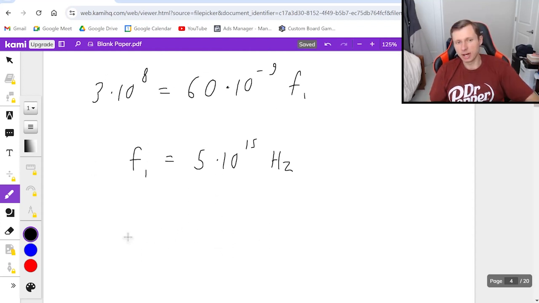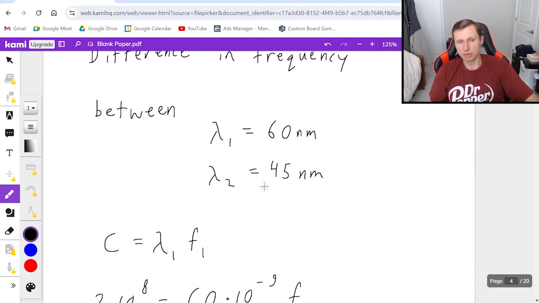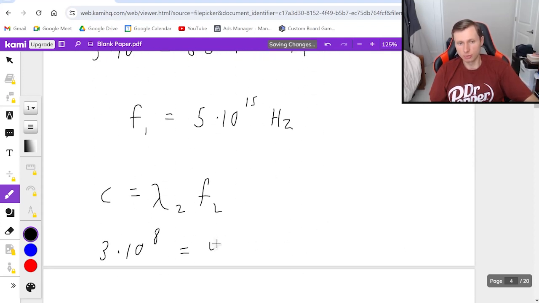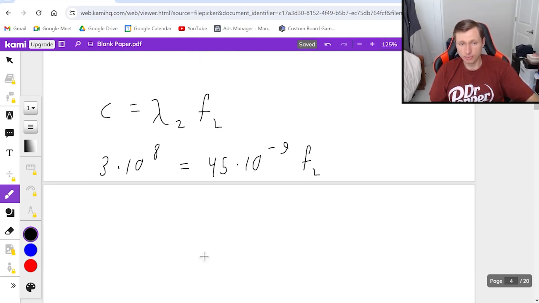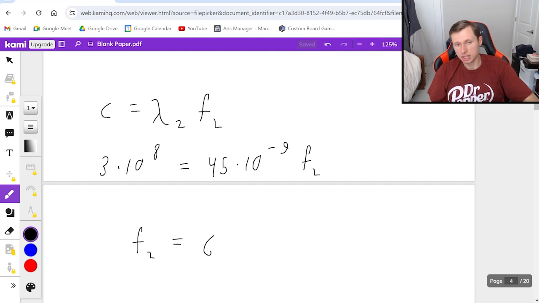And now I want to find frequency 2. To do that, I'm just going to do the exact same equation, except now 3 times 10 to the 8th. We said lambda 2 was 45 nanometers, so 45 times 10 to the minus 9th times frequency 2. So again, I'm dividing both sides by the wavelength, 45 times 10 to the minus 9th. And that'll get me a frequency of 6.67 times 10 to the 15th hertz.